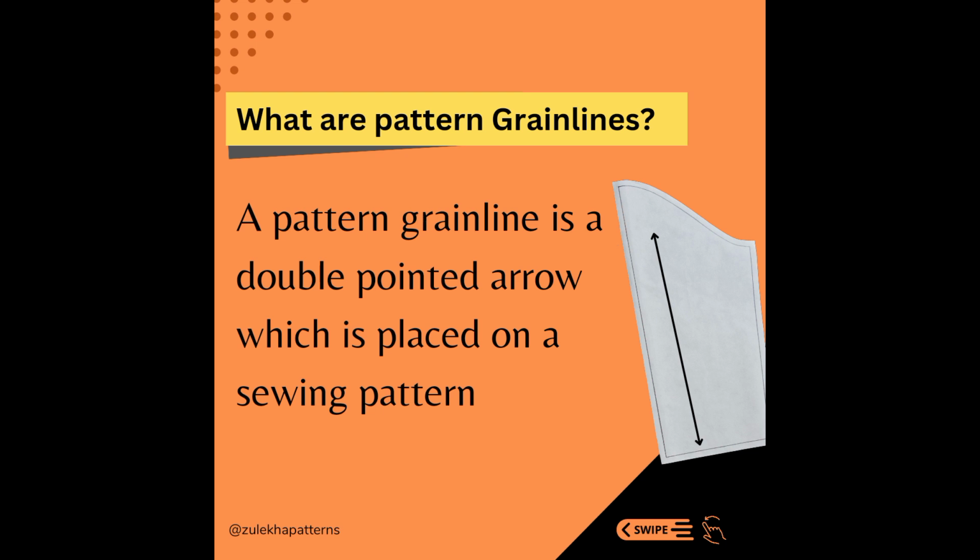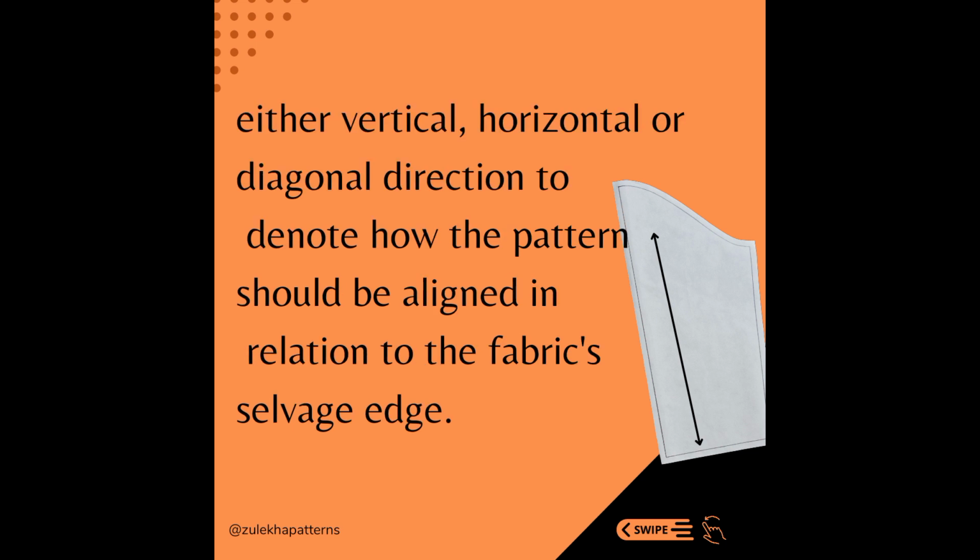A pattern grain line is a double-pointed arrow line which is placed on a sewing pattern. This grain line can be placed either vertical, horizontal, or diagonal on a sewing pattern. It indicates how the pattern needs to be aligned with the fabric selvage.